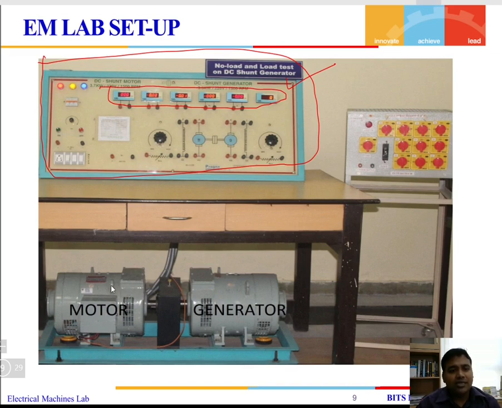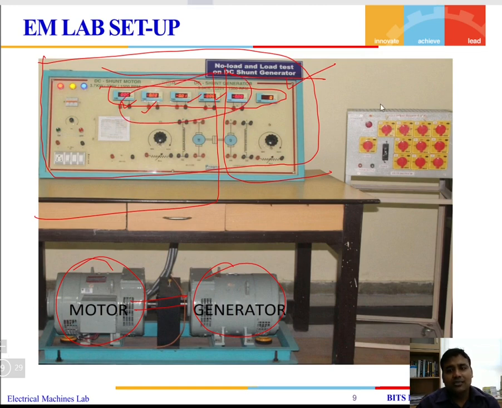You can see that on this side we have the motor and on this side we have the generator. Both are mechanically coupled to each other, hence they will rotate at the same speed. In the circuit, this part is for the motor and this part is for the generator. You can note down the voltage and current by proper connection using these digital instruments.